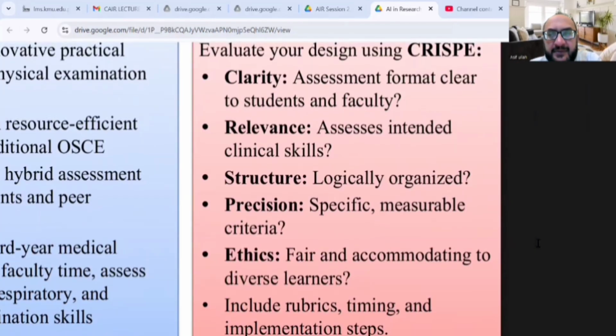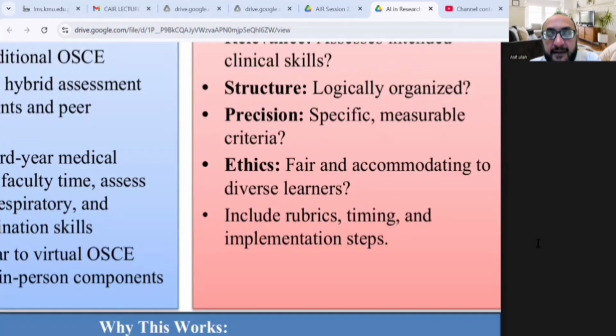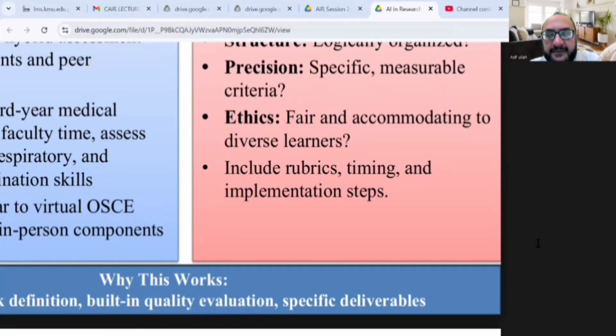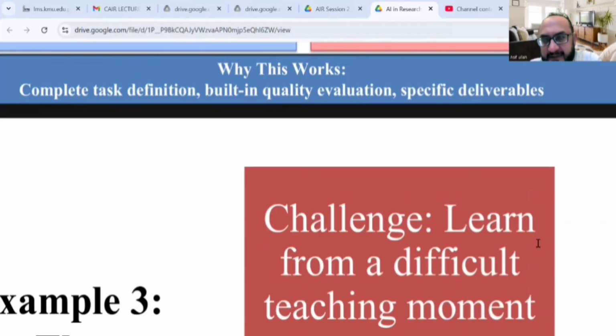Clarity: is the assessment format clear to students and faculty? Relevance: does it assess the intended critical skills? Structure: is it logically organized? Precision: are there specific, measurable criteria? Ethics: is it fair and accommodating to diverse learners? Include rubrics, timing, and implementation steps. Why does this work? Complete task definition, built-in quality evaluation, and specific deliverables.